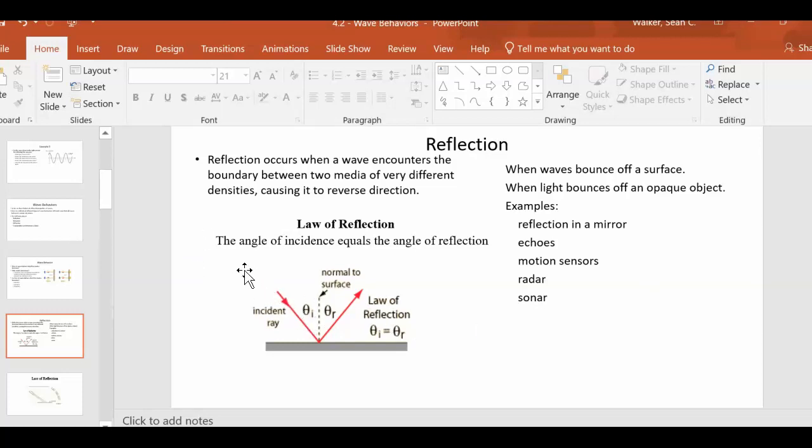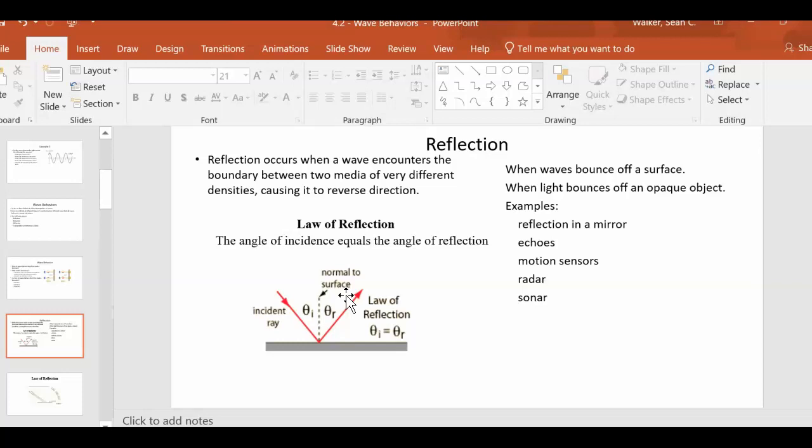And if you hit a flat surface with a wave, there's something called the law of reflection that says that the angle that the wave comes in at is equal to the angle that it bounces off at. Okay, so in other words, when a wave hits a surface, it bounces straight back, and if it hits at an angle, it's going to bounce off at the exact same angle that it hits the surface at.